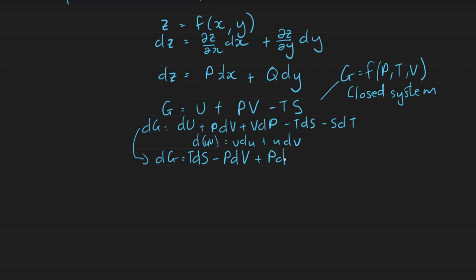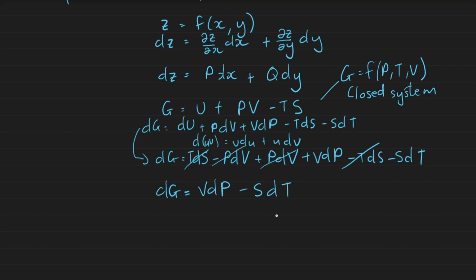So then we have P dV again. Then we have plus V dP minus T dS minus S dT. Those two terms become 0, and T dS and minus T dS also become 0. So what we're left with is dG is equal to V dP minus S dT. Let me write on the side here what I've done with this dU.